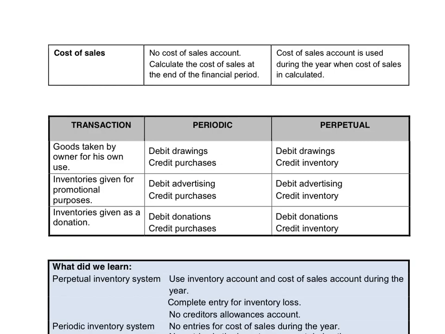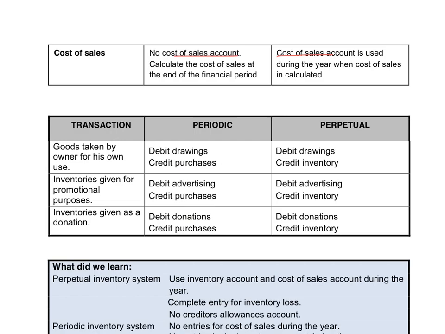In the periodic system, there is no cost of sales account. At the end of the year, they will calculate the cost of sales using a formula. In the perpetual system, a cost of sales account is used during the year when the cost of sales is calculated every time when goods are sold or goods are returned by debtors.